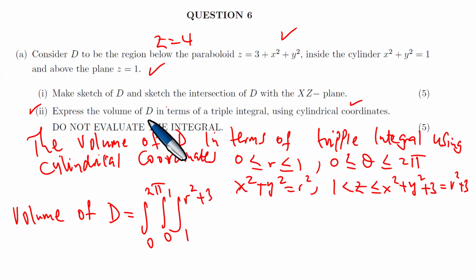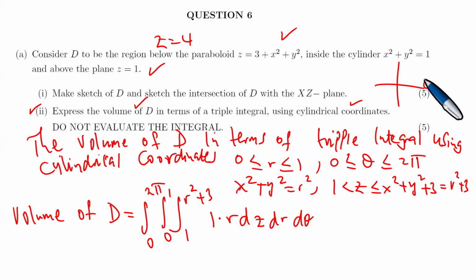And if we want to find the volume of D, we put the number 1, r dz, dr d theta. Theta being the angle, 0 to 2 pi for a full circle: 0, pi over 2, 3 pi over 2, then 2 pi radians. So if you go anti-clockwise like this, we actually have a full circle there for a cylinder. So the theta, which is on the outside here, runs from 0 to 2 pi.